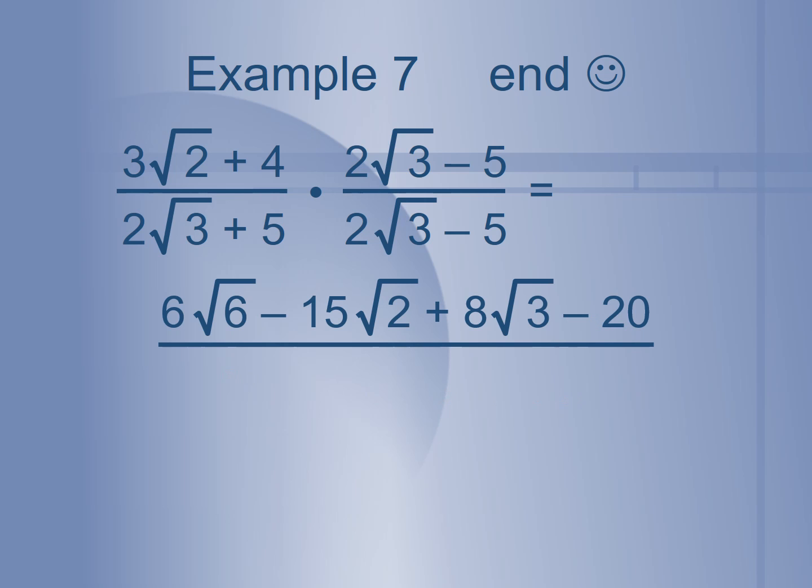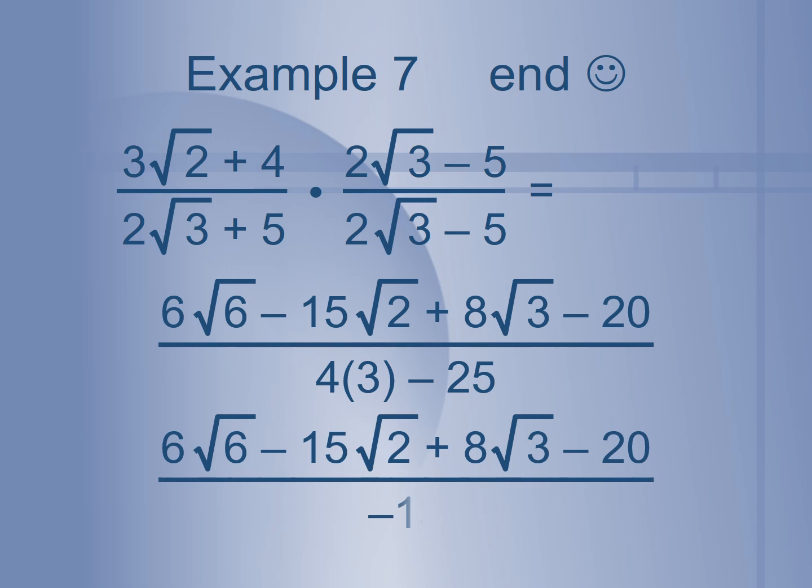And then for the bottom, I'm going to use the difference of squares property since I have a product of conjugates. So difference of squares says a squared minus b squared. So a is 2 square roots of 3, so a squared would be 2 square roots of 3 squared. Remember, I need to square the 2 and the square root of 3. So 2 squared is 4, and the square root of 3 squared is 3. And then 4 times 3 is 12. And then b is 5, so b squared, which is 5 squared, is 25.